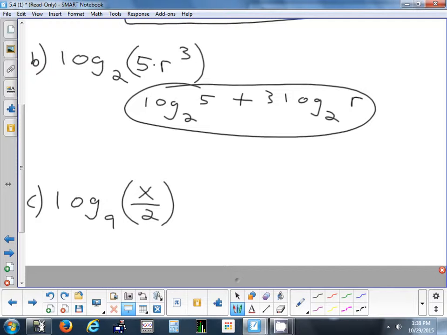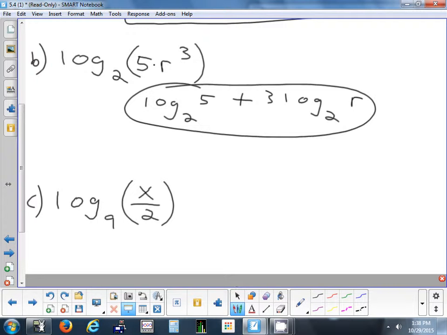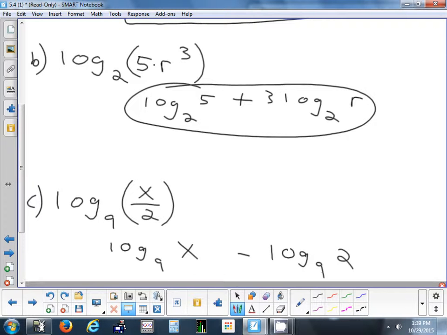Okay, how's this one going to split? Difference. Okay, it's going to be a difference. Log base 9 of x minus log base 9 of 2. Now, once we know how, log base 9 of 2, you can type that in if we want the decimal. We don't, but you could. This has a variable, so this you can't figure out.